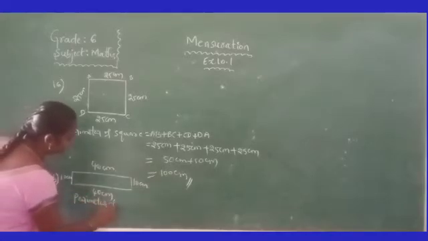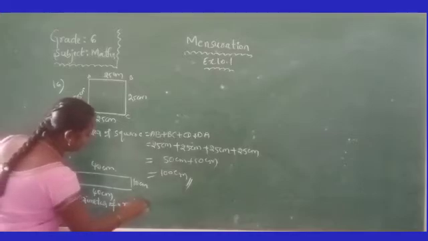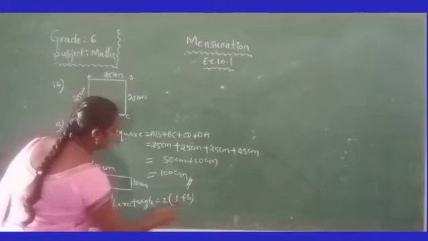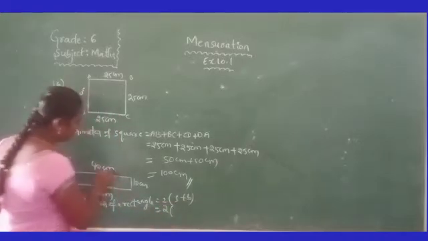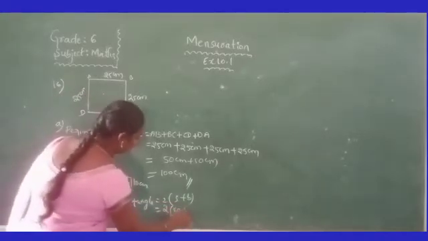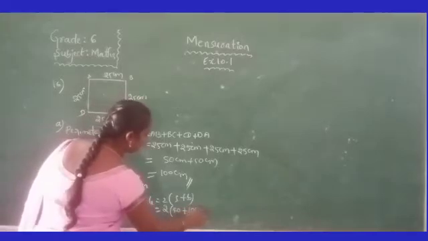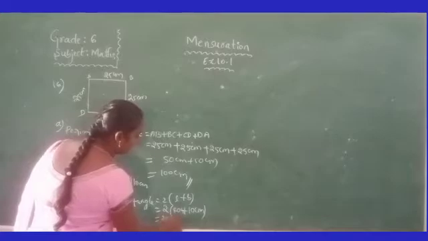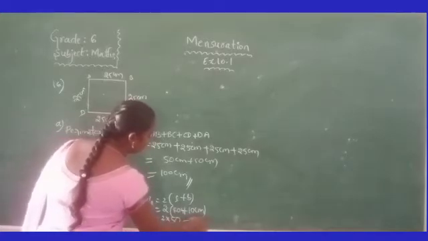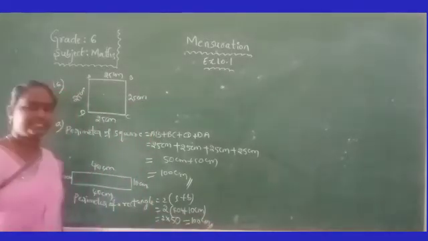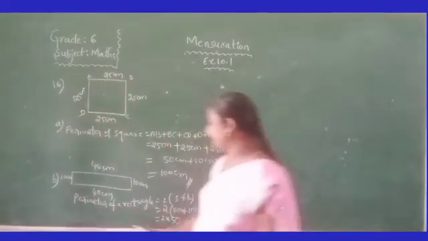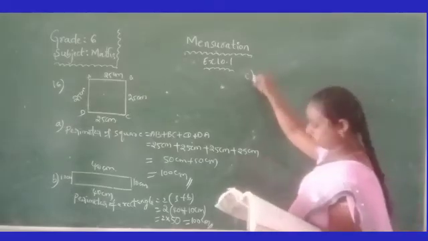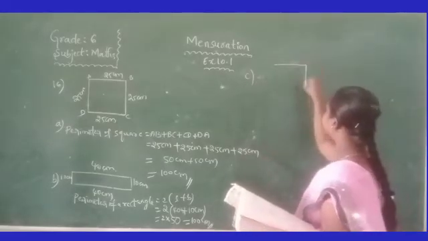Perimeter of a rectangle is equal to 2 into (L plus B). Then 2 into (40 centimeters plus 10 centimeters), then total 2 into 50, which is equal to 100 centimeters. What is the perimeter of the rectangle here? 100 centimeters.